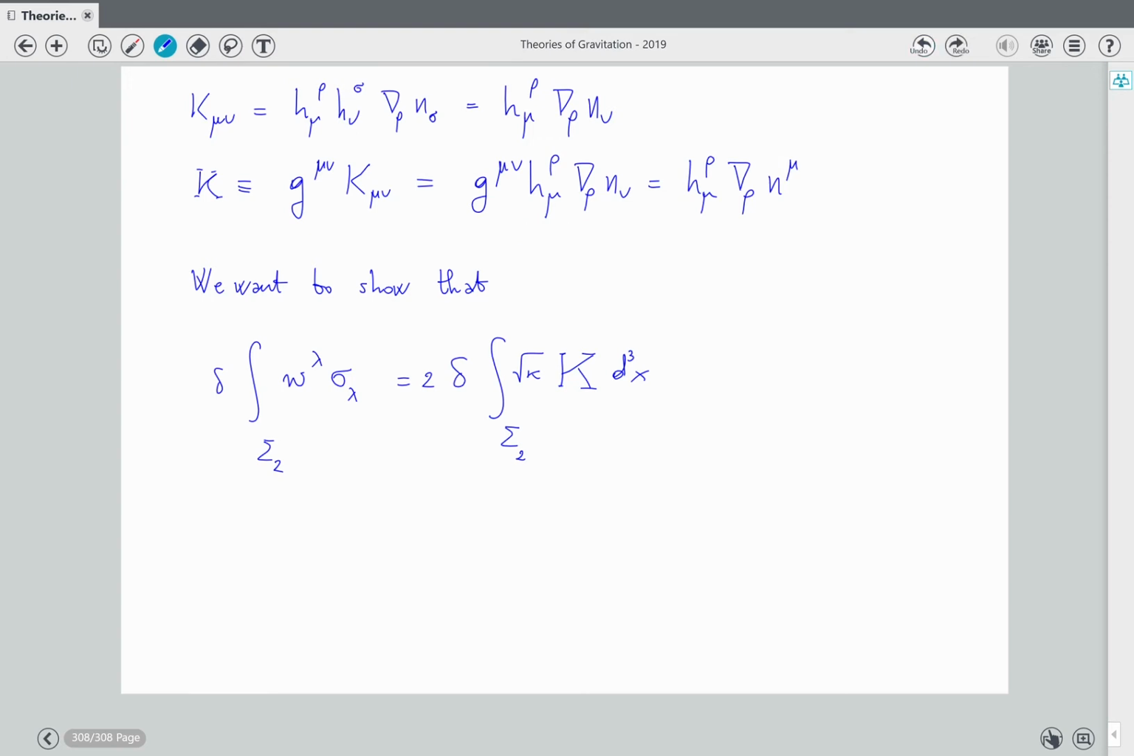Instead, W is not, let's recall what W was. W lambda is still written in a way, and it will remain written in a non-covariant way, but the point is that the variation of those two terms will be the same. So that is G mu lambda gamma mu nu nu. Okay, now we want to make this variation and check that the two variations are the same.